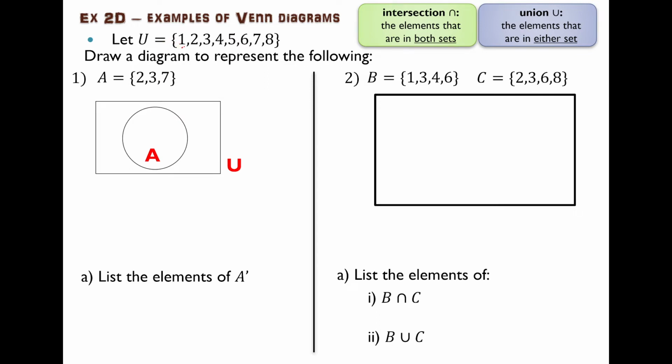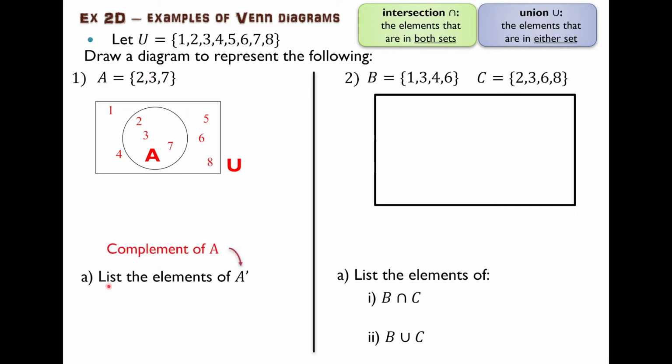This element, element 1, is that in set A? No, so it can go on the outside. What about 2? Is that in set A? Yes, so it can go inside set A. 3 is in set A, 4 is not in set A, 5 is not in set A, and so on. Notice that these numbers, like 5, 6, and 8, they're part of the universe. They're part of all the elements that we're considering, but they're not part of set A.